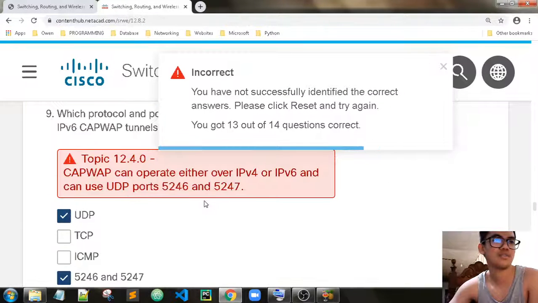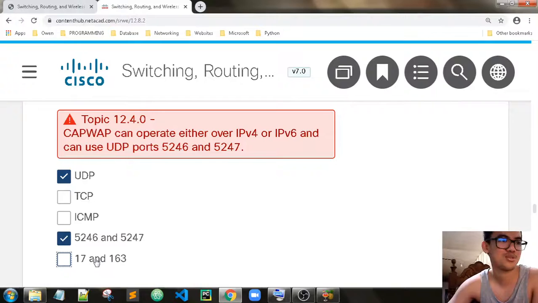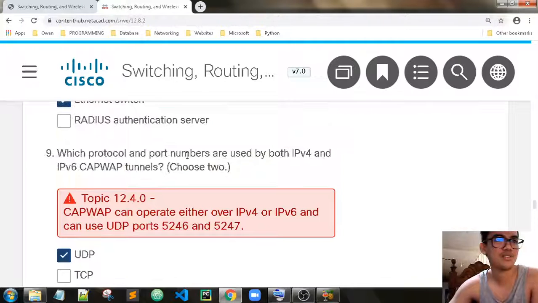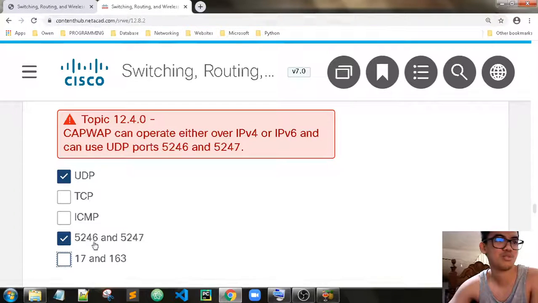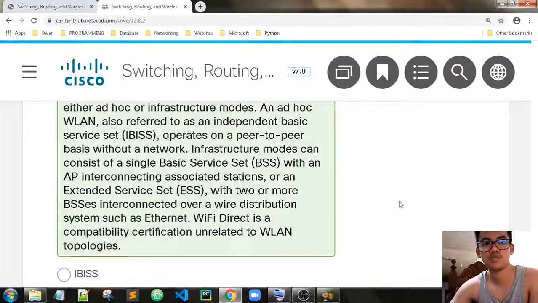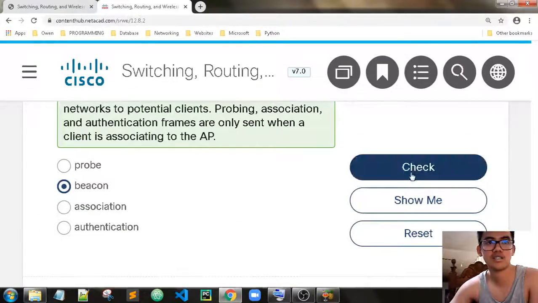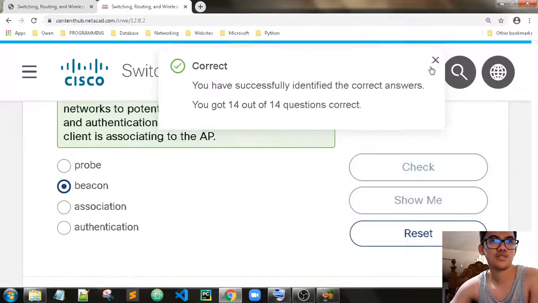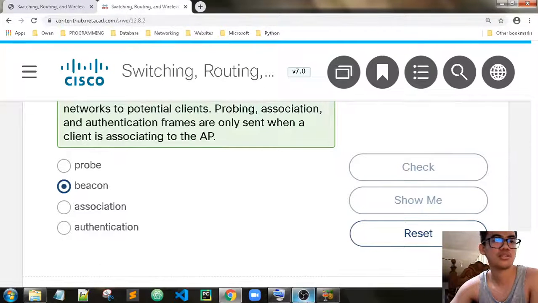Okay, we can only choose two. That's why we need to choose only UDP and these port numbers, 5246 for IPv4 and 5247 for IPv6. Okay, so that's it for chapter 12, module 12.